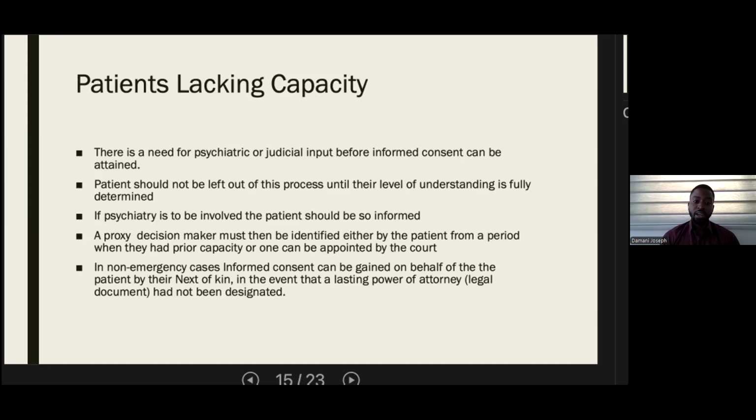A proxy decision maker must be identified either by the patient from a period when they had capacity prior, or one can be appointed from a court. And sometimes in non-emergency cases, informed consent can be gained on behalf of the patient by the next of kin, in the event that a lasting power of attorney, which is a legal document, has not been designated.